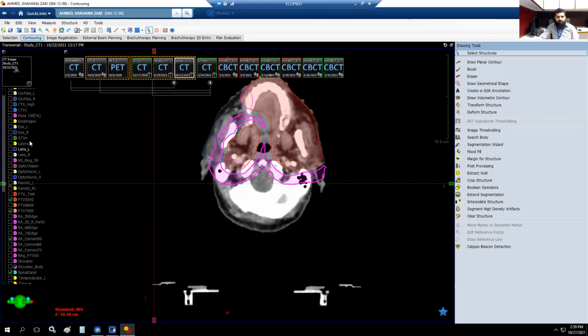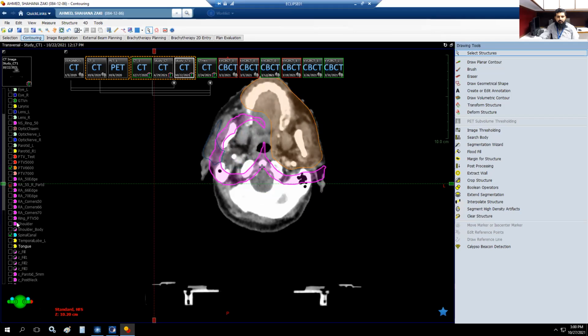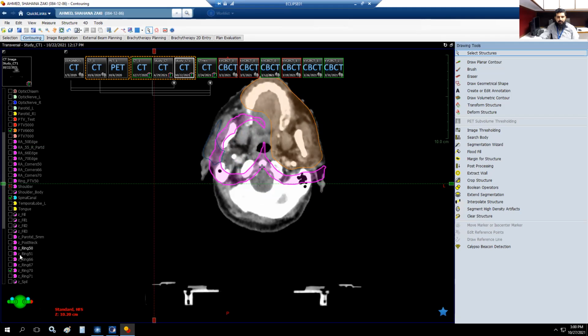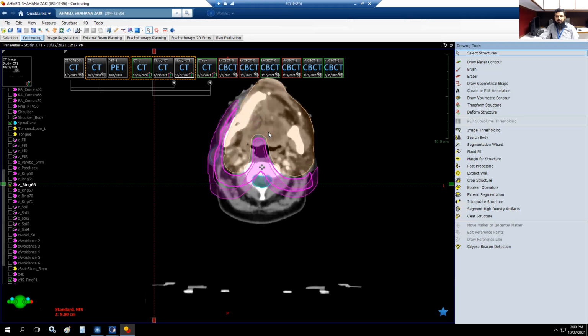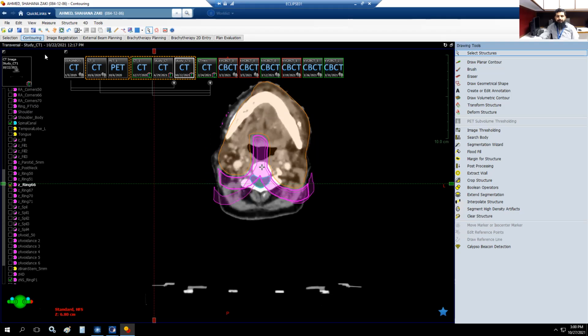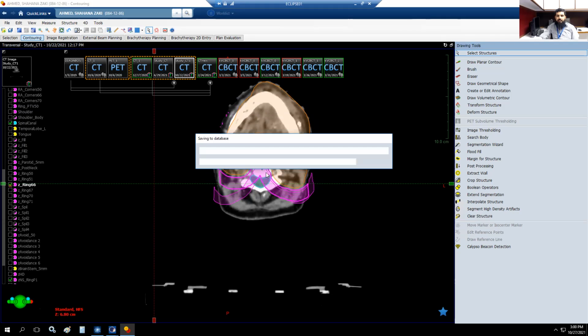Similarly, we have the contours for phase 2 when we have the PTV 6600, and again the rings are made over here. And also you can see the edges are also in the list, and also the corners introduced for the PTV 66. Now I'm opening the external beam planning mode.